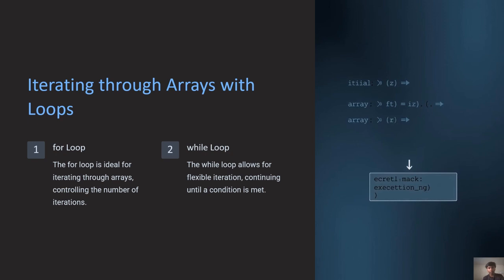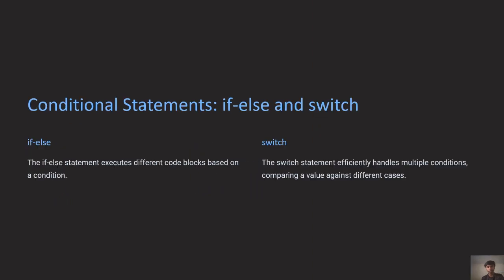Iterating through arrays with loops. For loop: the for loop is ideal for iterating through arrays, controlling the number of iterations. While loop: the while loop allows for flexible iteration, continuing until a condition is met. Conditional statements: if else and switch. The if else statement executes different code blocks based on a condition. Switch statement: the switch statement efficiently handles multiple conditions, comparing a value against different cases.